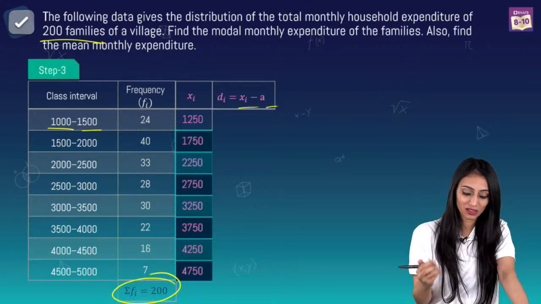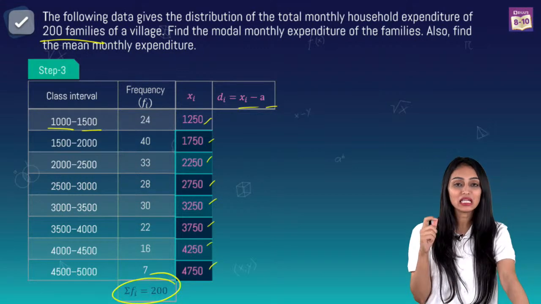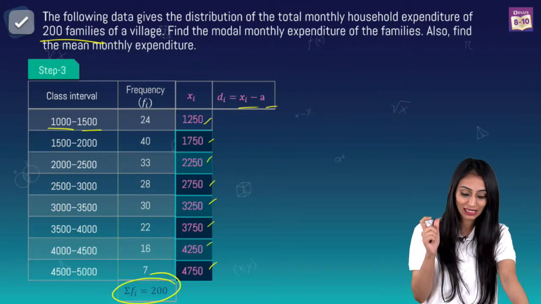So this is assumed mean, right? Values are 1, 2, 3, 4, 5, 6, 7, 8. We have even numbers over here. That's 8. 8 is an even number.